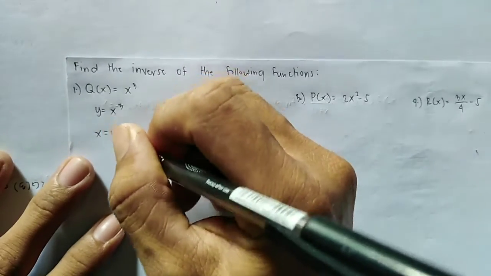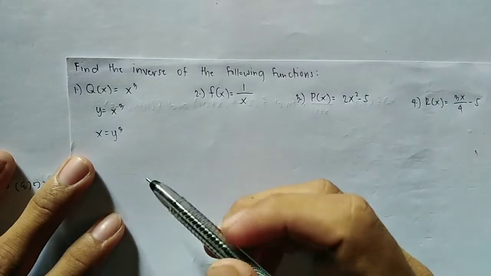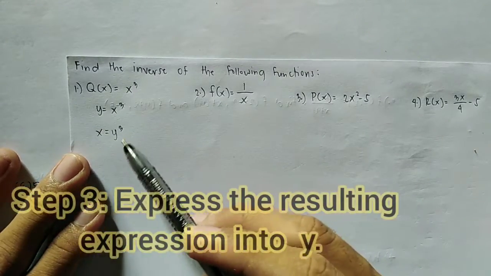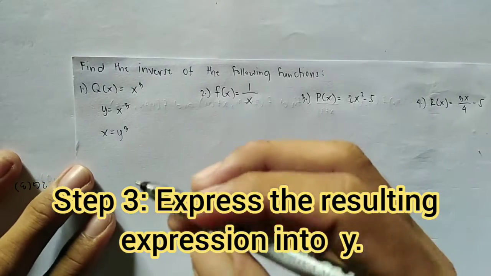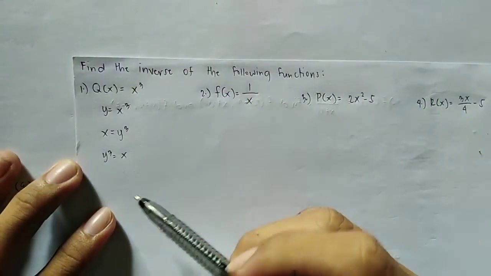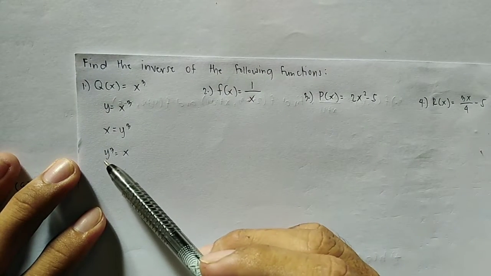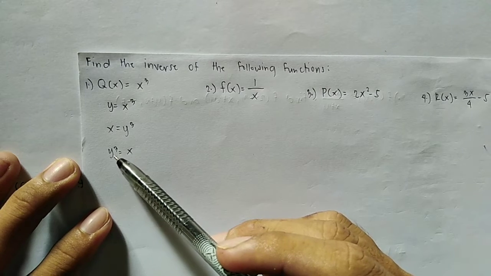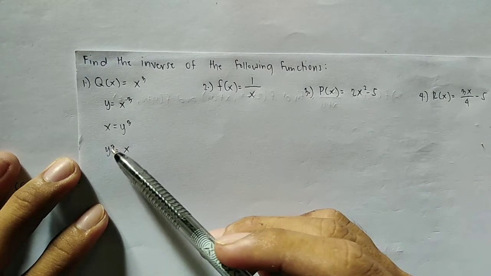It will become x equals y cubed. Then afterwards, express the resulting expression in terms of y, so you will get y cubed equals x. We're not done yet. We have to make the left side y only. We have exponent 3 here, so we have to eliminate the exponent, which is 3.